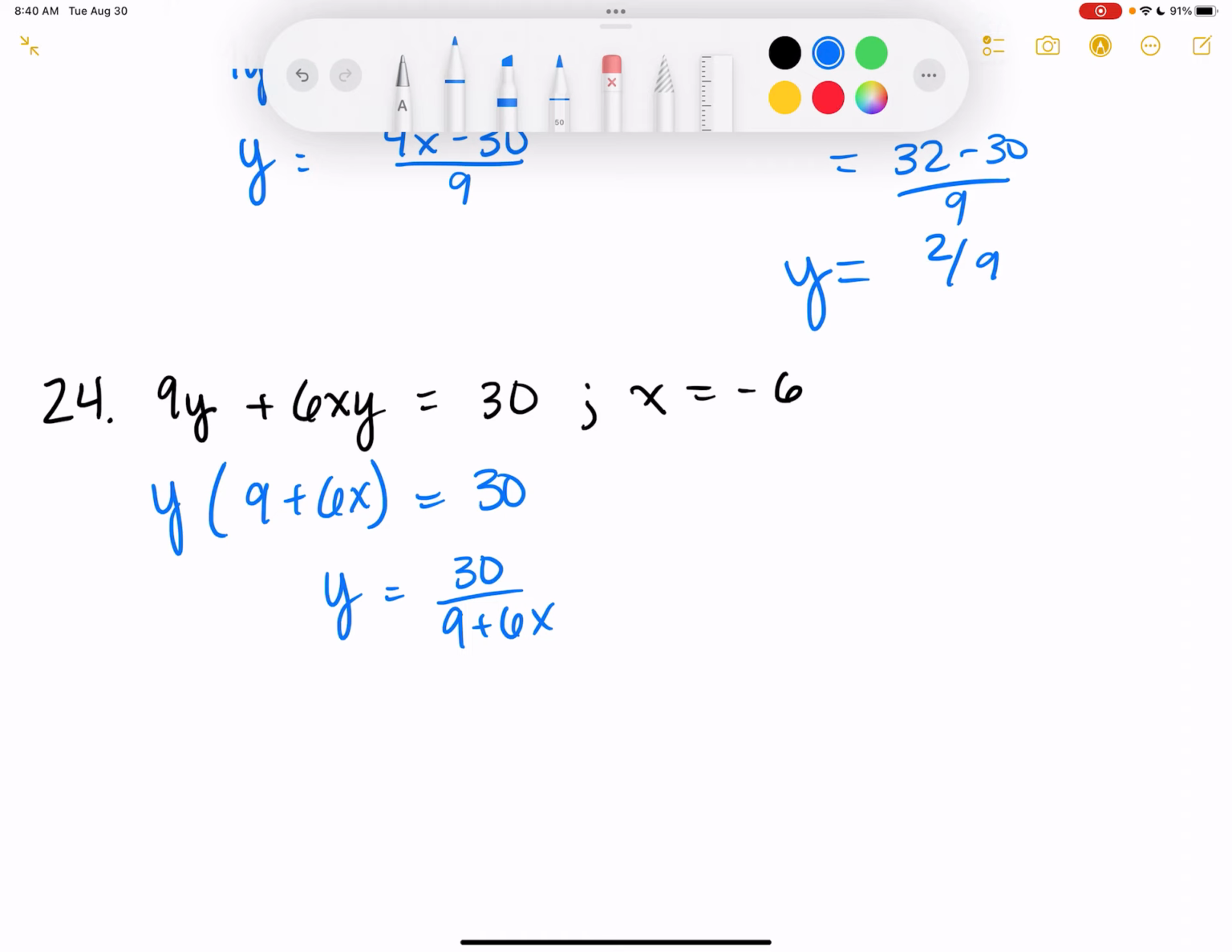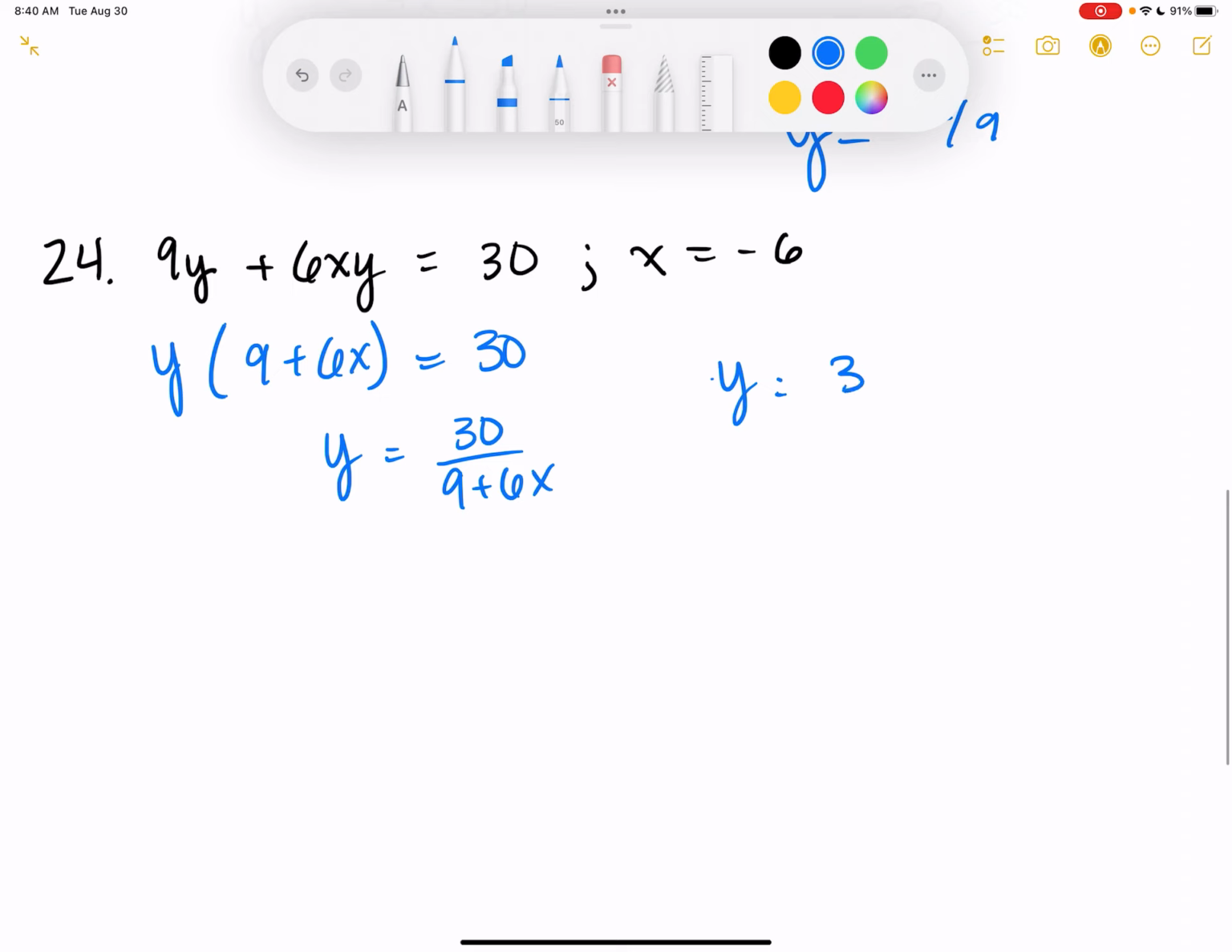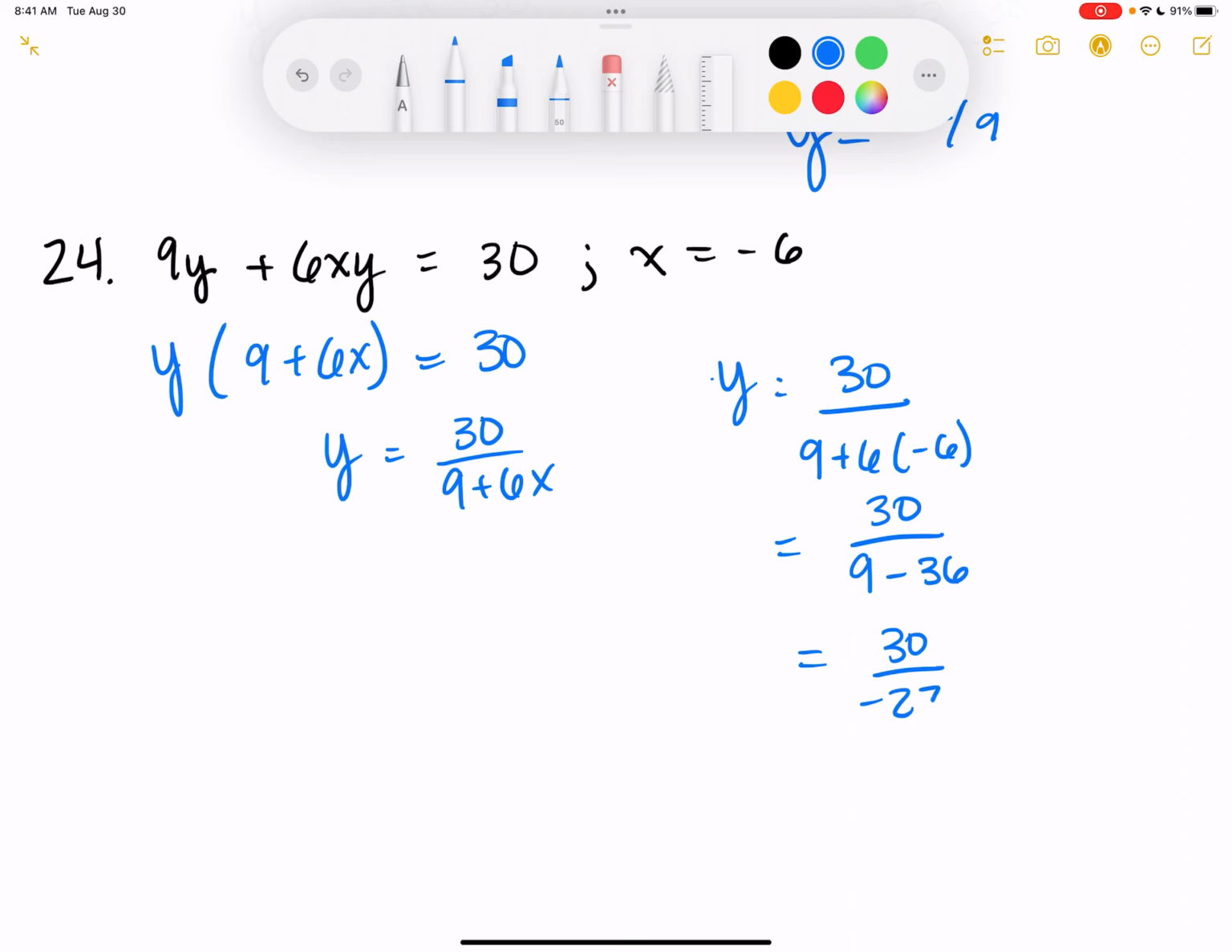So now we can plug in the negative 6. So y equals 30 over 9 plus 6 times negative 6. So 30 over 9 minus 36. What is that? 30 over 25? Negative 25? No. 27. Yes. So then reduce 10 over 9, that's negative.